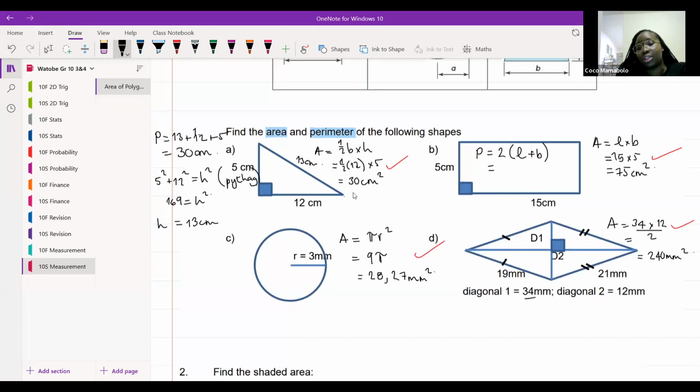Plus breadth, that's going to give me 2 multiplied by 15 plus 5, which is going to give me 30 centimeters. Right. Now, calculate for the perimeter of my circle.